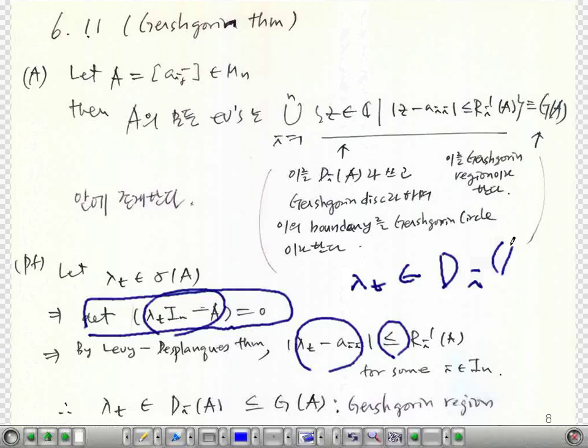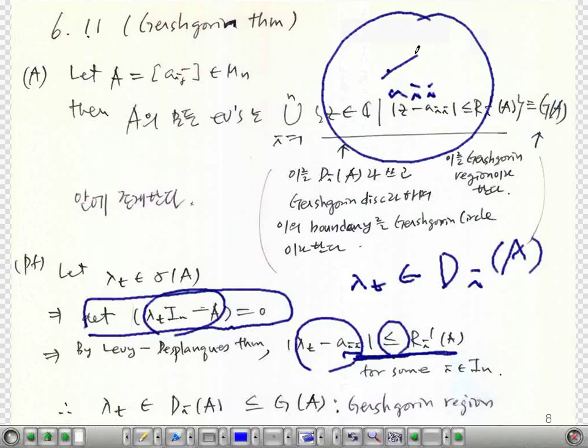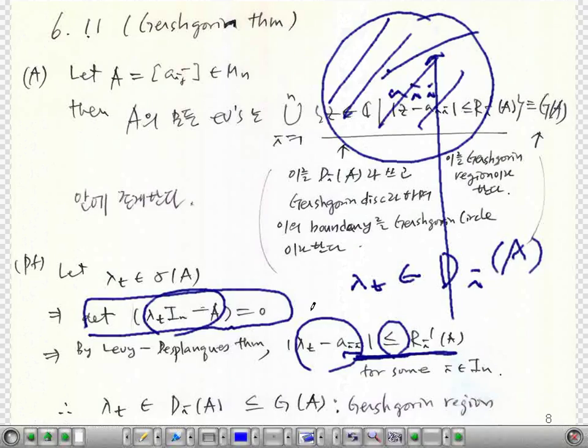What does this say? Lambda is in where? Here. This is a circle, a region where a_ii is the center and the radius is this. Lambda is somewhere in here. This is what it says. Lambda is in the Gershgorin disk.